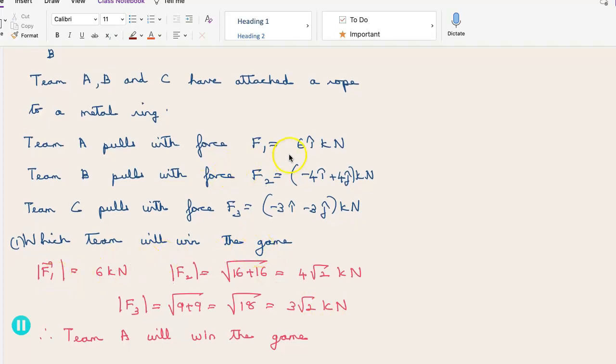So we calculate modulus of F1, that is 6. Modulus of F2 will be root 16 plus 16, that is 4 root 2. Modulus of F3 will be root 9 plus 9, that is root 18, which is 3 root 2. So the higher value is 6. So team A will win the game.